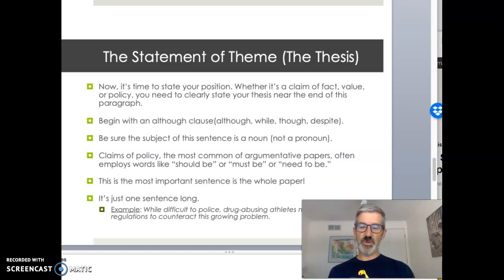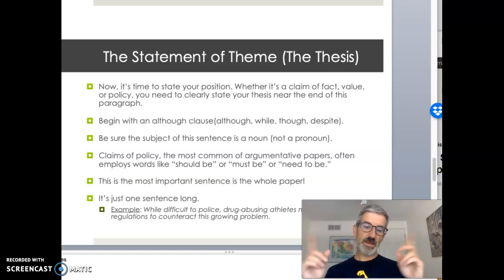Many writers love to use what's called an although clause at the beginning of their thesis. You'll see that with this particular example here, beginning with the word although, while, though, or despite. Be sure that the actual subject of this sentence is a noun. Usually the subject of your paper is also the grammatical subject of your thesis. If you're doing a claim of policy, like in an argumentative essay or in a persuasive speech, you might use words like should be or must be. These things need to be done. This is typical language in an argumentative piece.